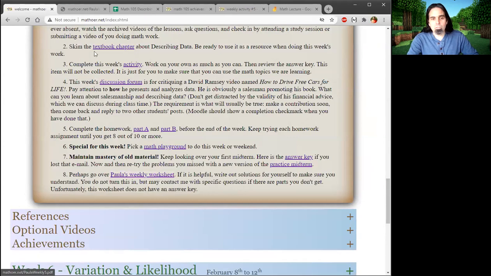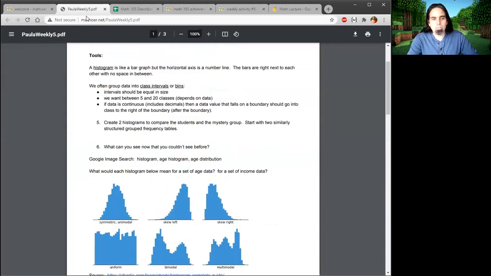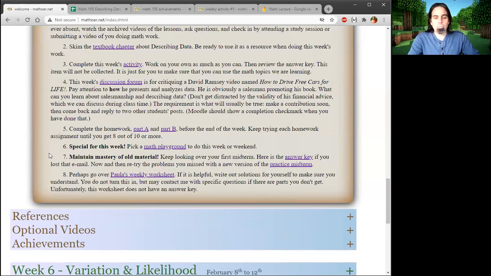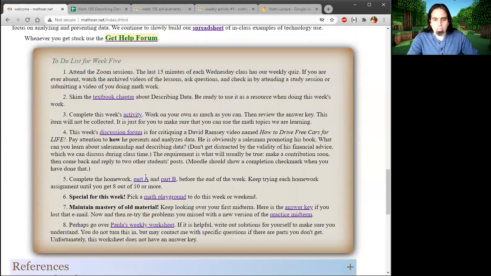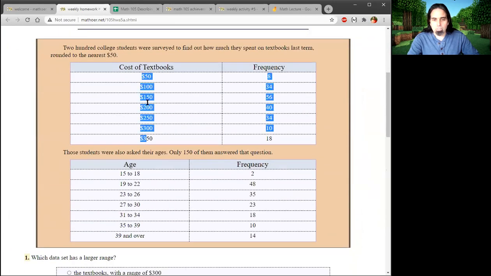Paula's weekly worksheet is more useful than average this week. We might even talk about it in class a little bit. So that's this week. It's very much the same as last week, except if you notice, the types of data we'll use now have numbers in the first column instead of words. Instead of red, blue, or something like that, then these are numbers with frequencies.